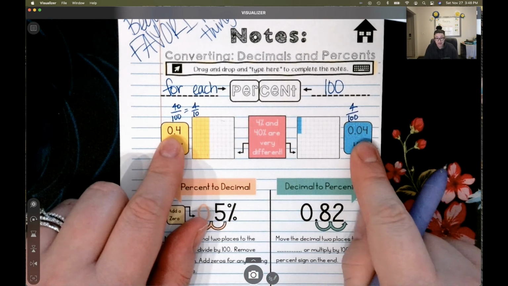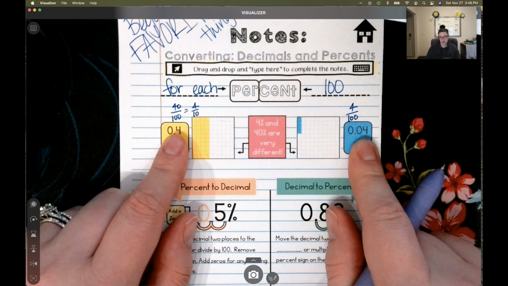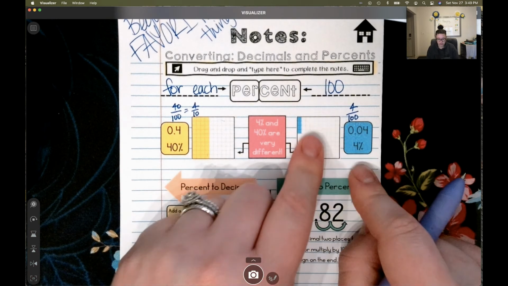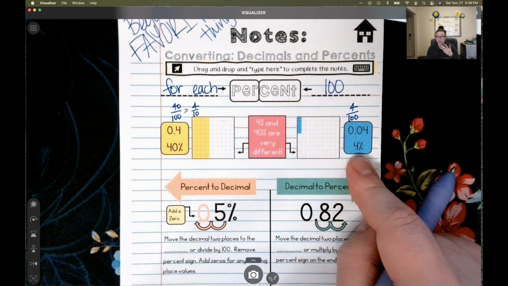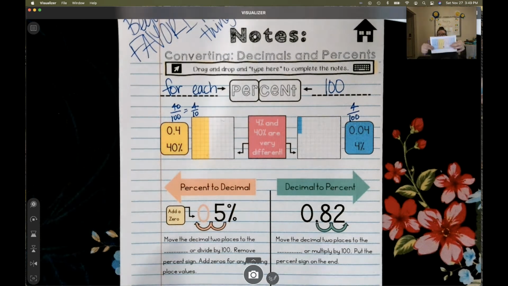Again, place value matters. This is 4/10, this is 4/100. Very different. 4 100ths would be 4%. 4 were shaded in out of each 100. So be very careful with place value. I can't stress it enough. Pull out your chart if you need to.